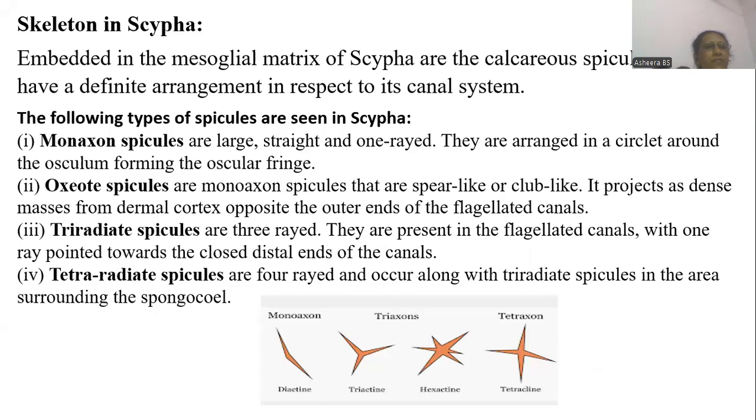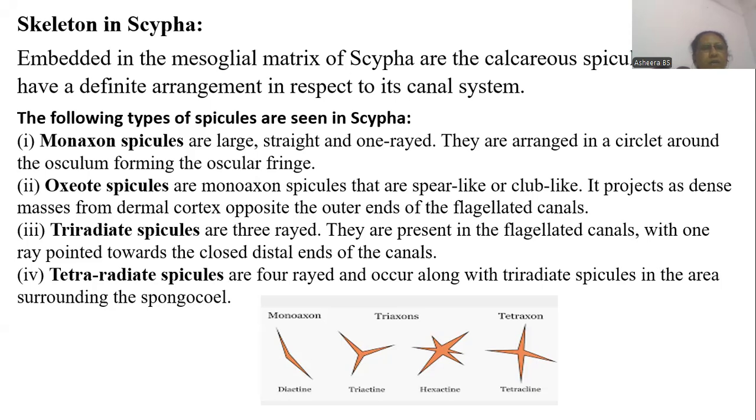If you take the skeleton that is present in the Sycon, all the spicules that are there are called the skeleton, and they are made up of calcareous calcium carbonate. So they are called the calcareous spicules. They are arranged in the mesoglea, and they are present on the body of the Sycon and near the osculum. You can see the monoaxon spicules are there. This is the monoaxon spicule. They are large and straight with only one ray, and they are arranged in a circlet near the osculum, forming the oscular fringe.